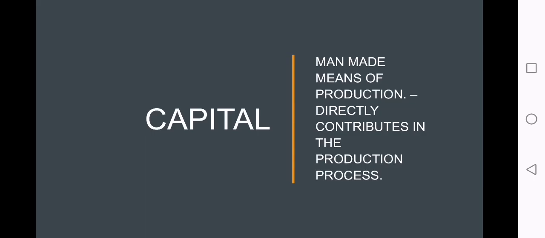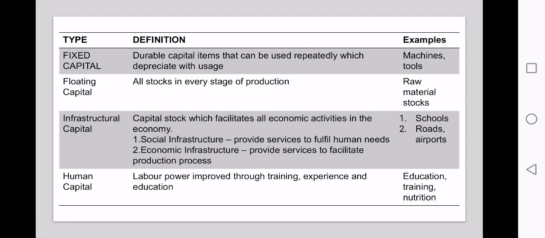Right? So that was labor, and now we have capital. This is pretty important. Capital is man-made means of production. Let's look at the example so you'll understand better. But then capital are things that directly contribute in the production process. So let's look at the types of capital, then you'll get a better idea.